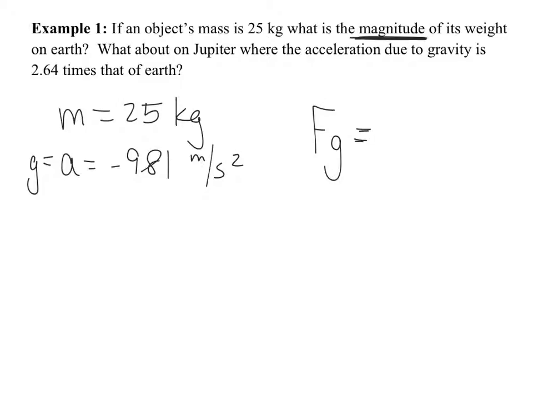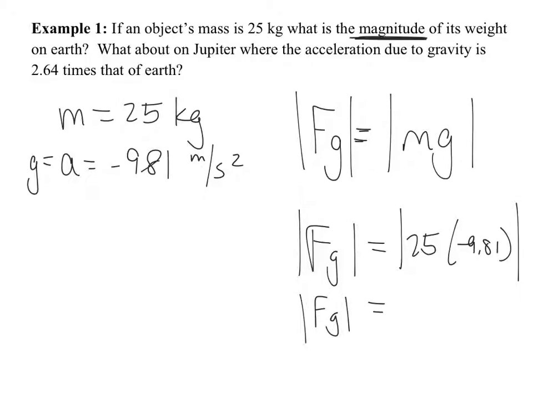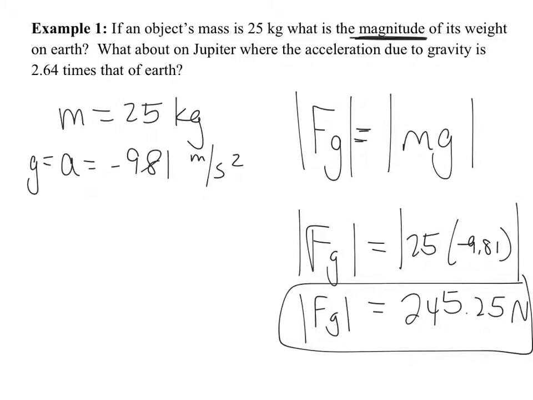So what Caroline said is just to do this. She's right. If you want the magnitude of the weight of an object, take the absolute value. Okay? So we want the magnitude of this. So the magnitude of Fg equals the mass times gravity. Since I'm taking the absolute value, I know for a fact that it's going to be positive. I'm looking for magnitude. I'm going to get 245 and a quarter newtons.